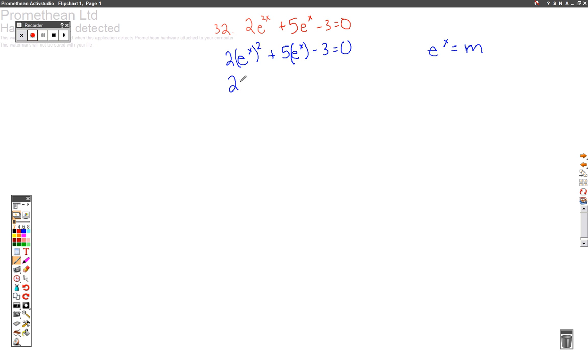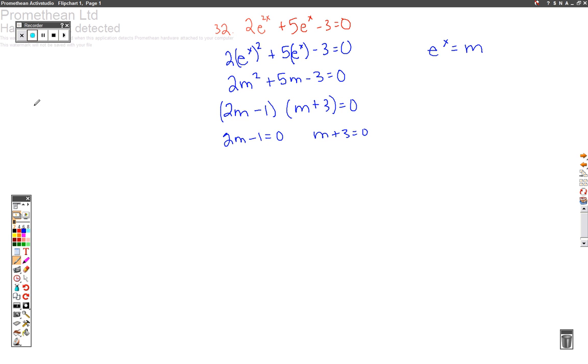So this is really 2m squared plus 5m minus 3 equals 0. From here I can factor: 2m, and I know that this is a plus 3, this is m, and this is minus 1. That equals 0. So I know that 2m minus 1 equals 0, and m plus 3 equals 0.